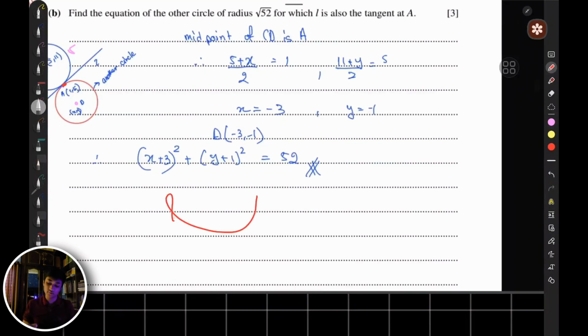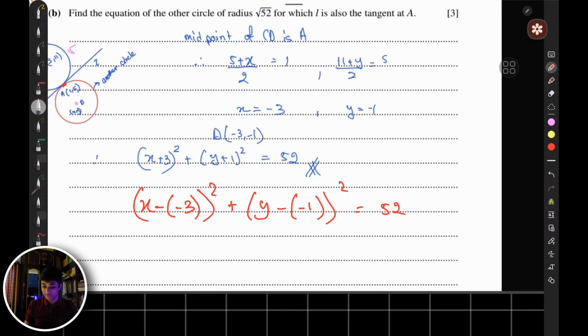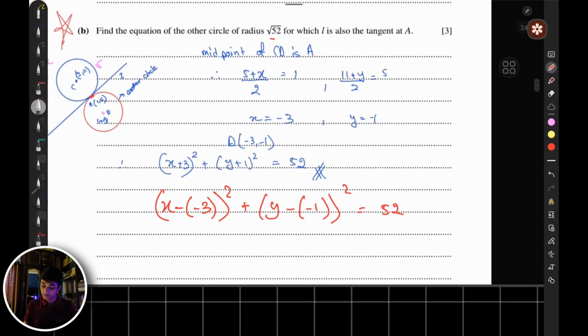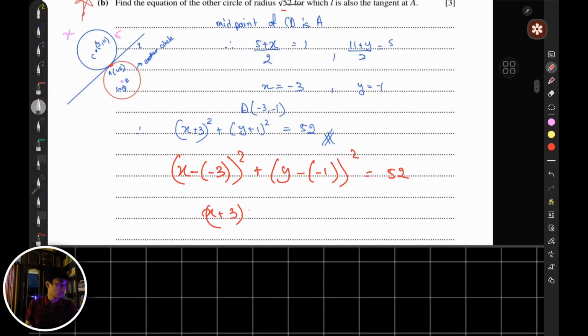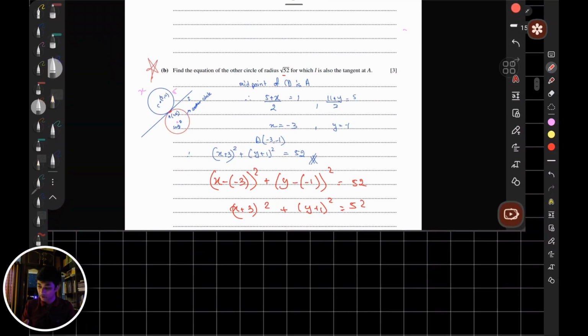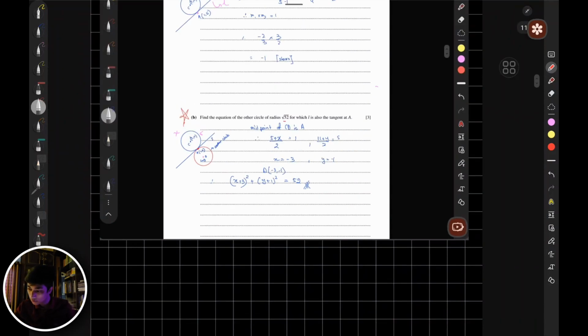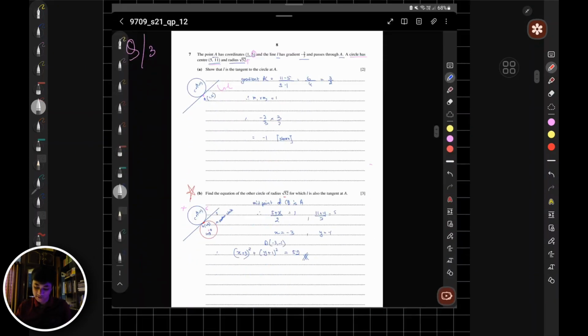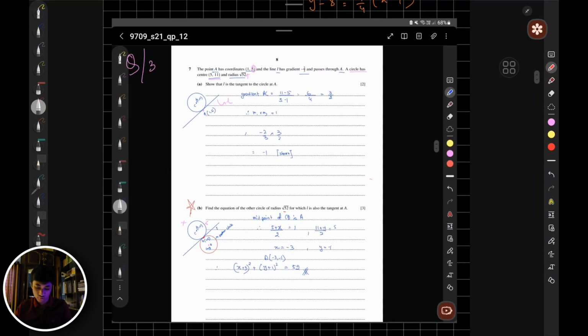Just plug it into the circle equation, which is x minus -3 whole square plus y minus -1 whole square is equal to the square of the radius, which is simply 52. So now you have x plus 3 whole square plus y plus 1 whole square is 52. That is your circle equation and you have your answer. Okay, so that is question 3. Fairly simple. Let's move on to question 4.